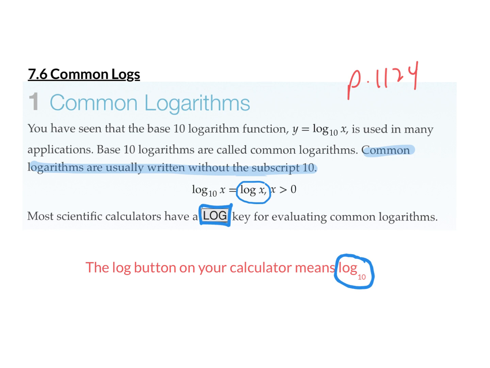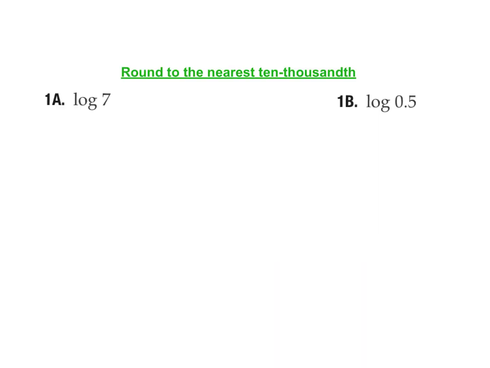Now, you're going to have some free points on your quiz, like literally free. It just requires you pressing buttons, and you don't have to show any work at all. So here are 2 examples. The directions are going to say round to the nearest 10,000. How many places is that? 4. That is 4 decimal places. So for logarithms, we always round to 4 places. So I want you to go through and just figure out what log 7 is and log 1/2 is. Just do that straight on your calculator and write down your answers, please.